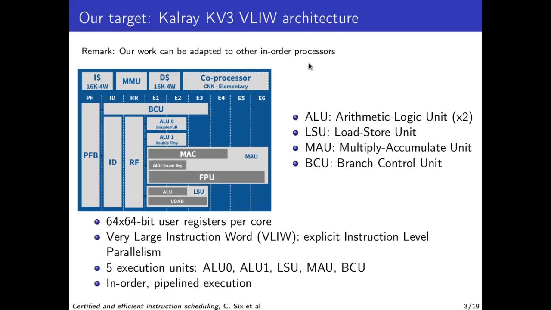to other in-order processors. The Calais processor is in order, so the order of the assembly code is the order of execution. It has a pipeline of 9 stages, and it also has very large instructions, so the processor can execute several instructions at the same time, and this parallelism is specified in the assembly code.